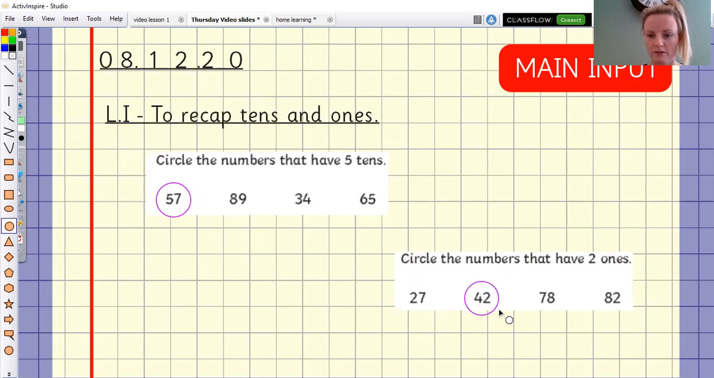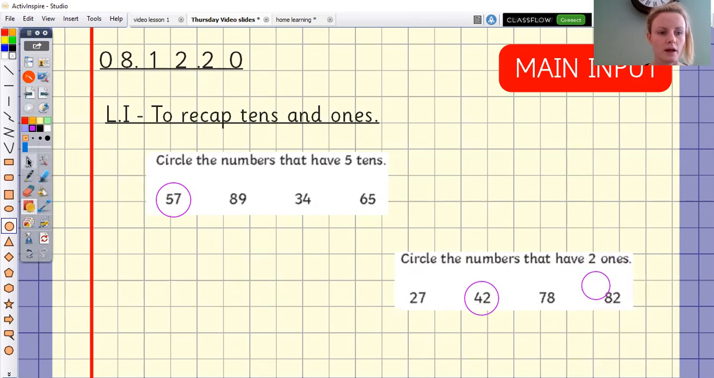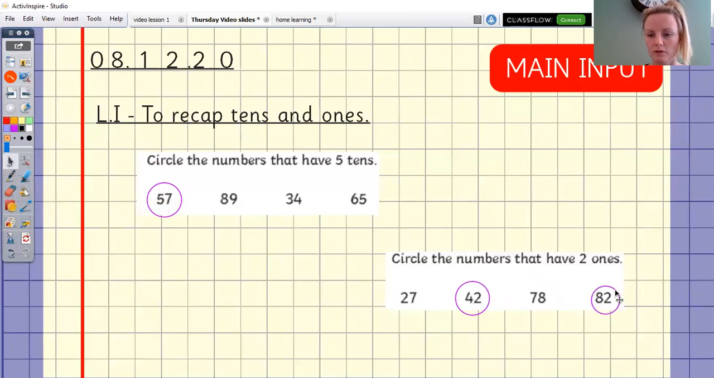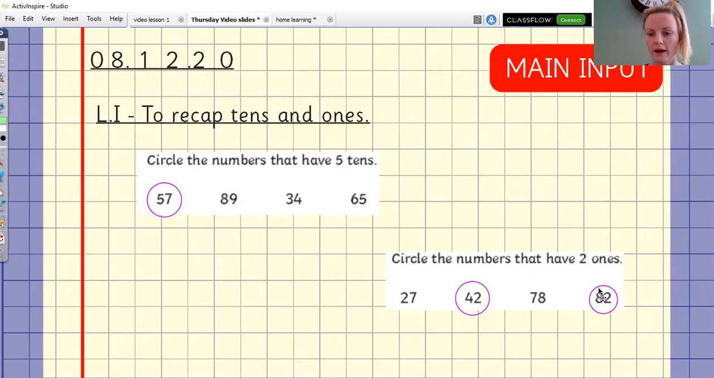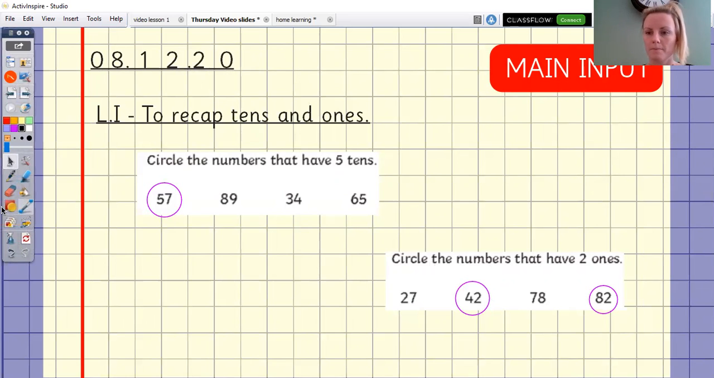Okay, good job. So that is 42. Oh, that was a bit wild, wasn't it? And 82. Those are the ones with 2s because I know that 82 has 8 tens and 2 ones. 42 has 4 tens and 2 ones. So you could even try now quickly with your adults, make some of these numbers. It might be easier to make the lower numbers because of resourcing.